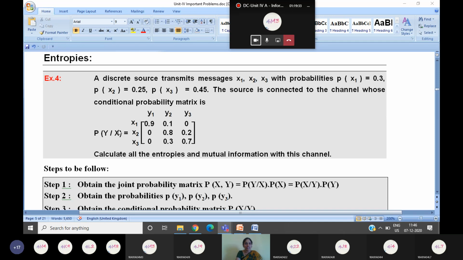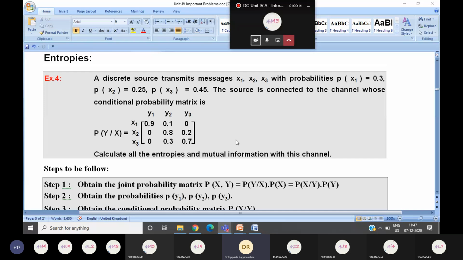P of y by x. Check what is in the denominator here. What is there in the denominator? x. That means the sum of elements in each row should be equal to 1. If you observe y1, 0.9 plus 0 plus 0, is it 1? No. But that is the condition for P of x by y. So what is the condition for P of x by y? What is in the denominator? y, so if you sum all the first column elements, you should get 1. If you observe the second column elements, it should be equal to 1. The third column elements should be equal to 1.